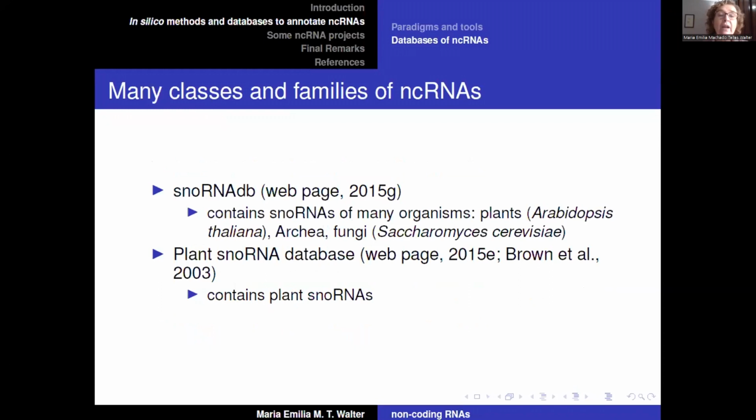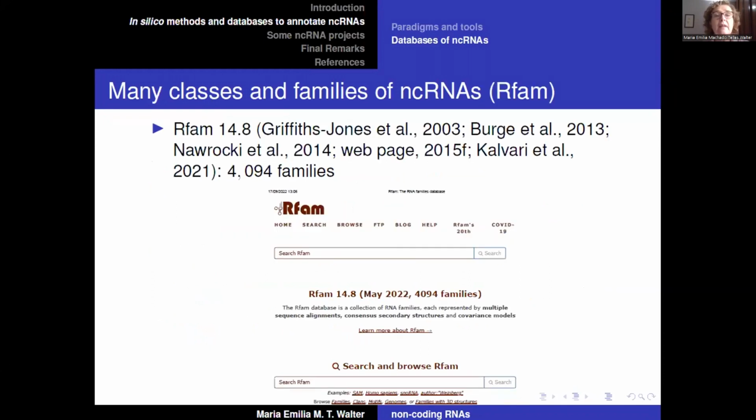This snoRNAdb contains snoRNAs of many organisms. Then you can see that you have databases with general non-coding RNAs, and some are specific, like this one that contains snoRNAs of plants, archaea, fungi, or the plant snoRNA database that contains snoRNAs of plants.